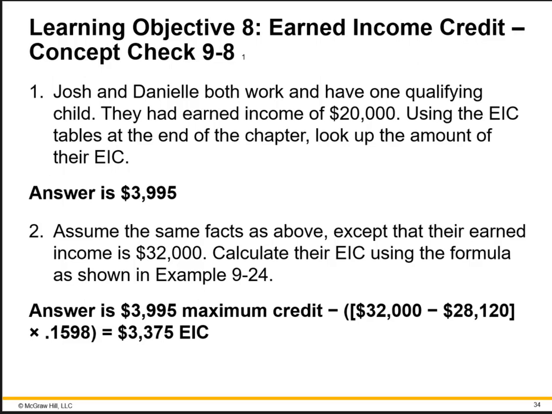If their income is 32, okay, they're past that a little bit. And so they're going to start phasing out, and how that formula works is shown in this chapter, but their earned income credit is going to be lower because the income is over that middle range where they get the maximum. Okay.